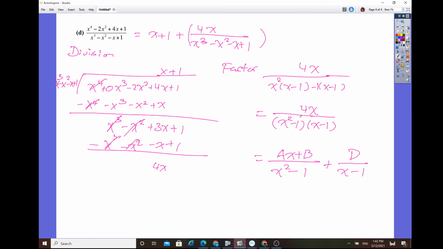Again, follow through the steps that we went through: convert to the same denominator, LCM or LCD, and then take out the terms with the like variable, so you can solve for a, b, and d. Again, this part right here is already done, x plus 1. The only thing that you have to decompose is just the rational expression.